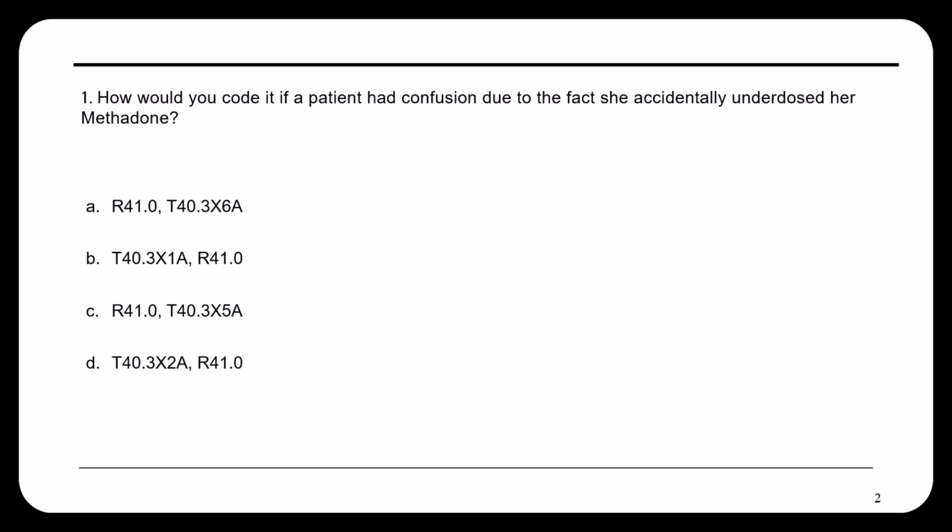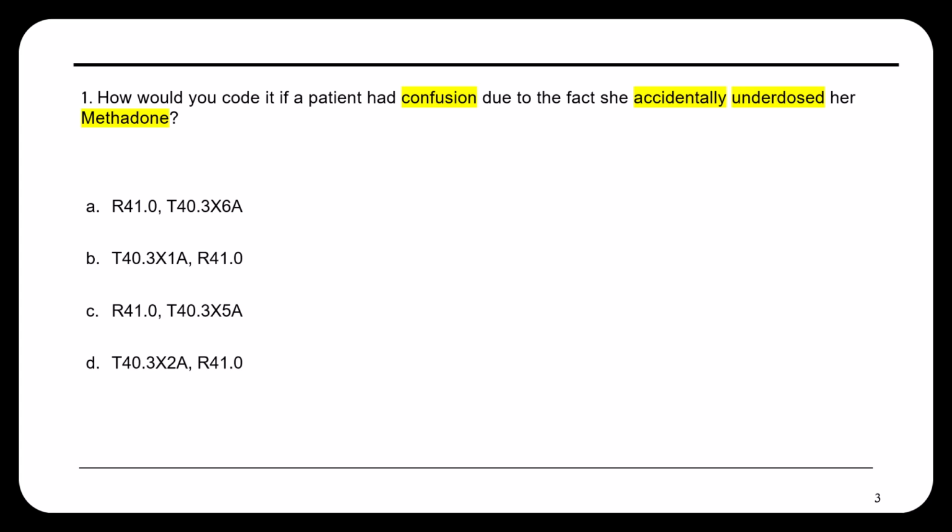So the first one says, how would you code it if a patient had confusion due to the fact she accidentally underdosed her methadone? Well, let's take a look to see what keywords we've figured out. Okay, there's confusion, accidentally underdosed. That's an important one because anything dealing with the drugs, you'll have some specific categories and you'll see them in a moment. And methadone.